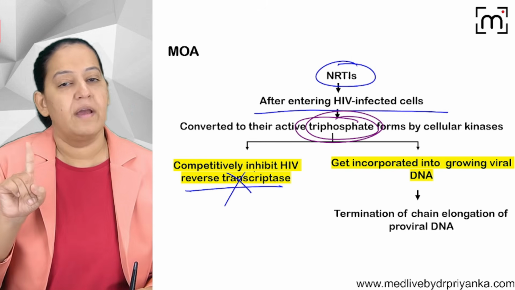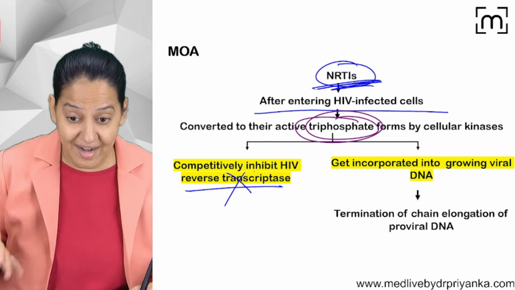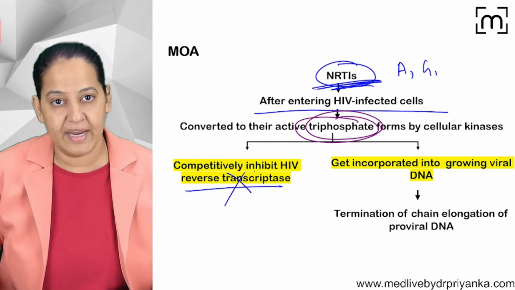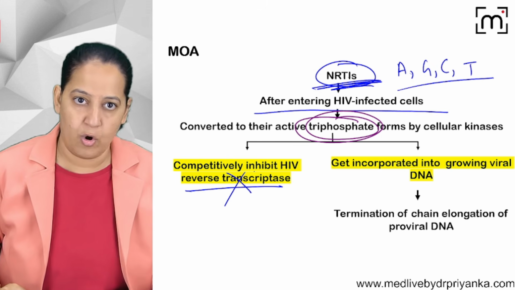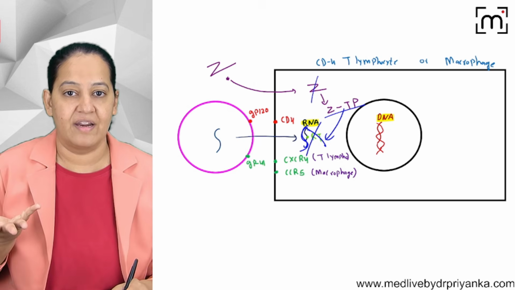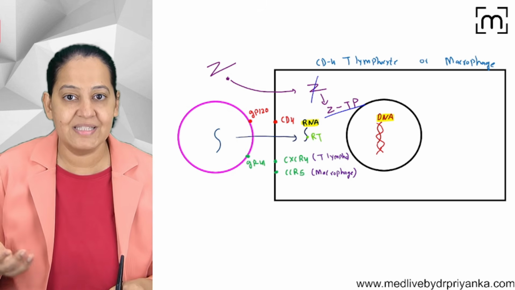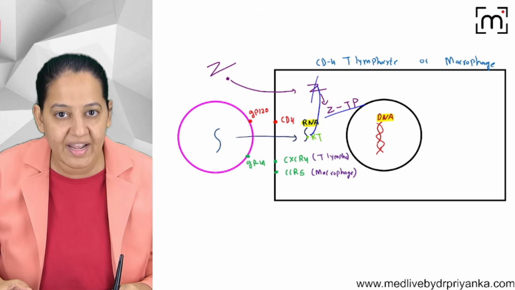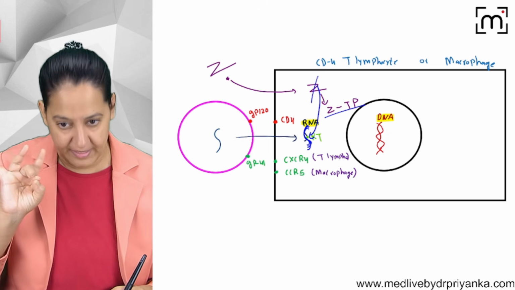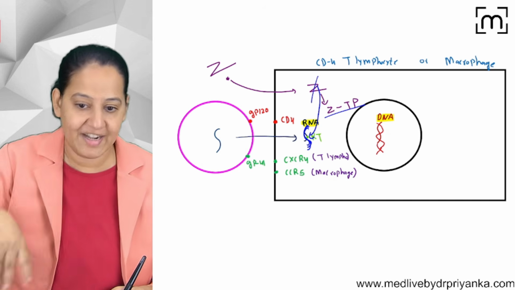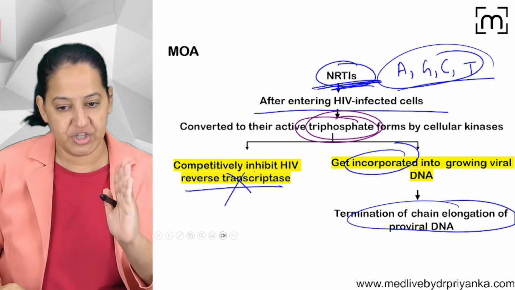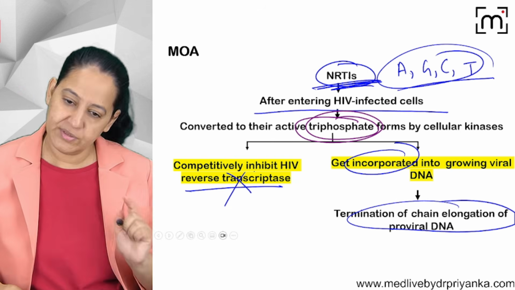But this Zidovudine and all NRTIs, because they are nucleoside analogs, either adenosine, guanine, cytosine, or thymidine analog, one of them, will get incorporated into the viral RNA. When the viral RNA multiplies, they will get incorporated. So Zidovudine will get incorporated instead of the normal nucleoside. So faulty RNA will form and termination of chain occurs. So that can also occur.